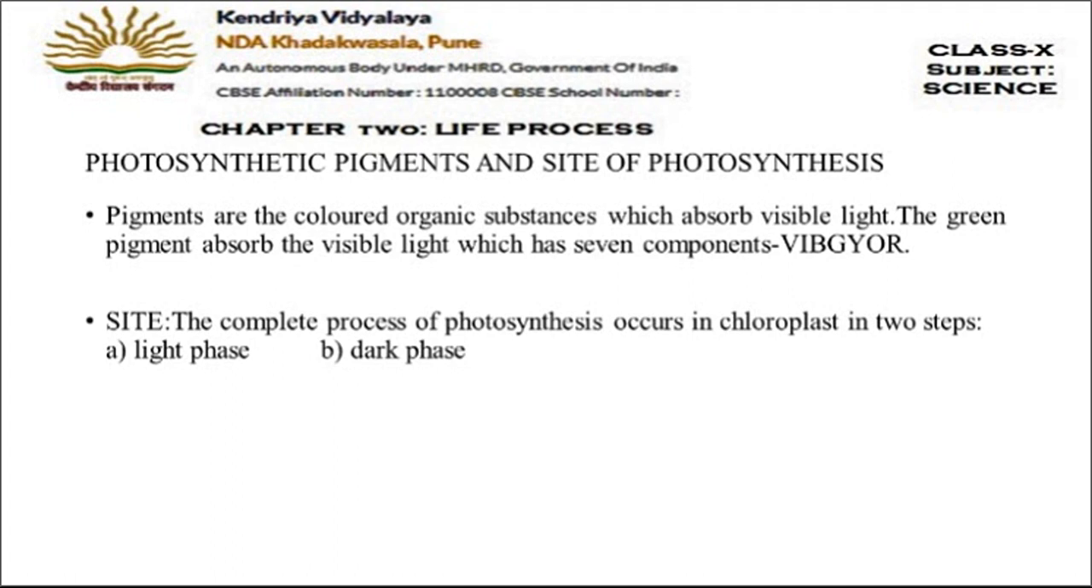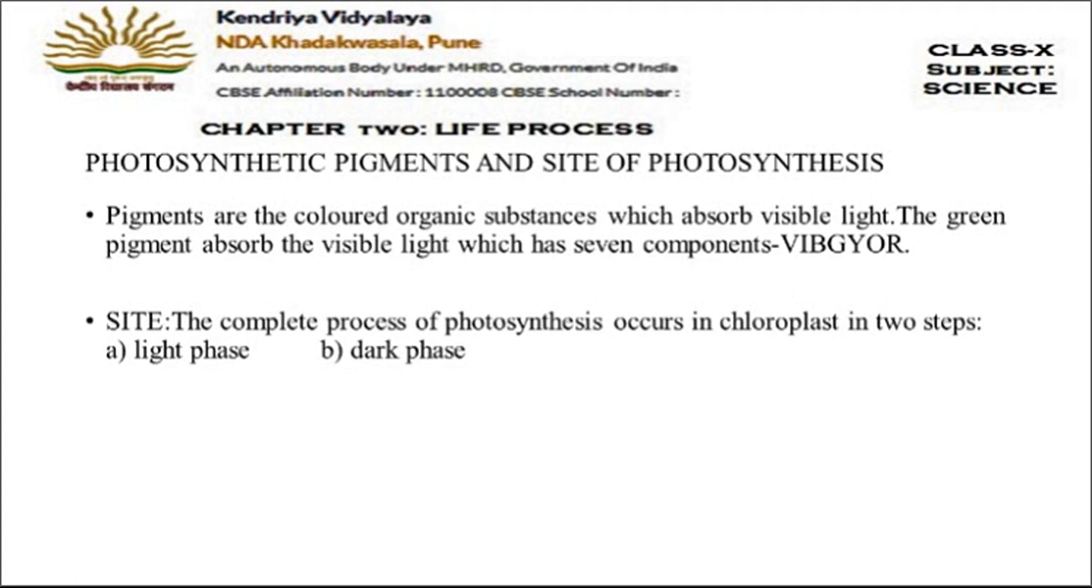And the green pigment absorbs the visible light, and that visible light has 7 different components, means the 7 different colors which we can see in the rainbow as well, that is VIBGYOR: violet, indigo, blue, green, yellow, orange and red. Okay. So the green pigment absorbs the visible light. Now what is the site of photosynthesis? The complete process of photosynthesis occurs in the chloroplast. The chloroplast is the organelle which is present in the plant cell. So this is the main site where photosynthesis occurs. And there are two main steps of photosynthesis. One is the light phase or the light reaction, and the second is the dark phase or the dark reaction.